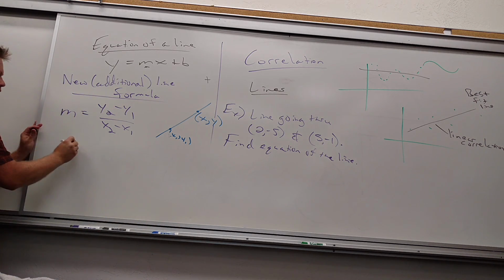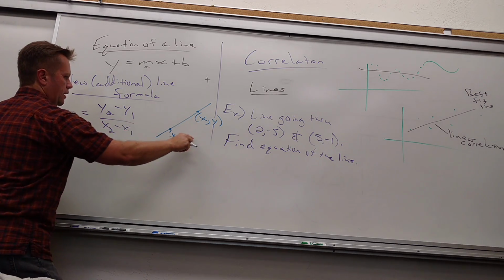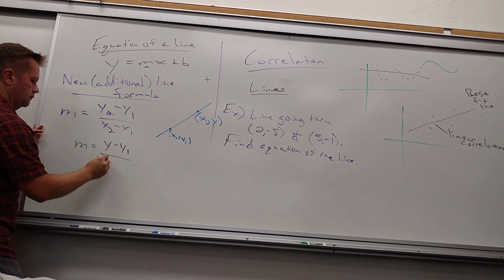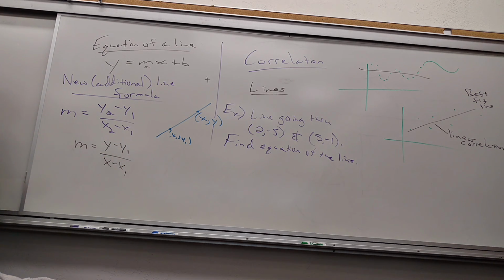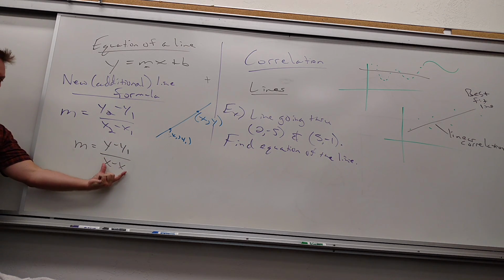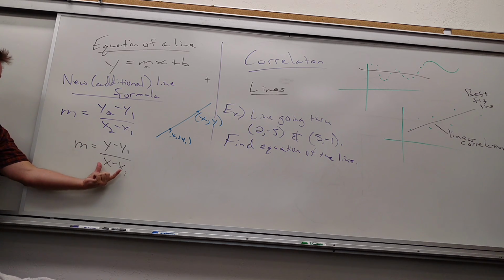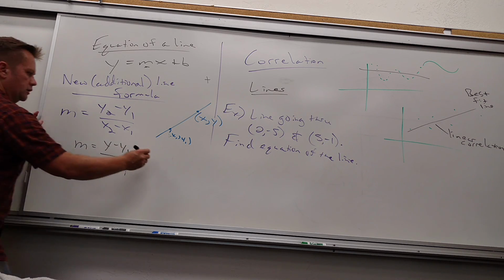So now I can write this as (y minus y1) over (x minus x1). And then I can just multiply the bottom up here. Is that cool? If I don't like a fraction, let me just multiply the bottom up. So then I end up with this equation.